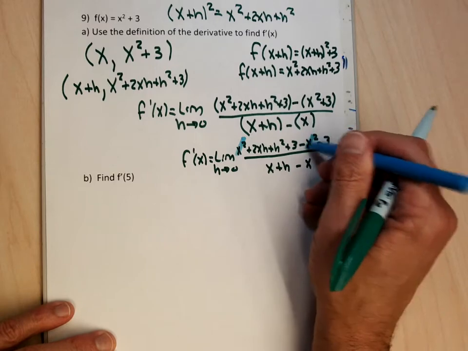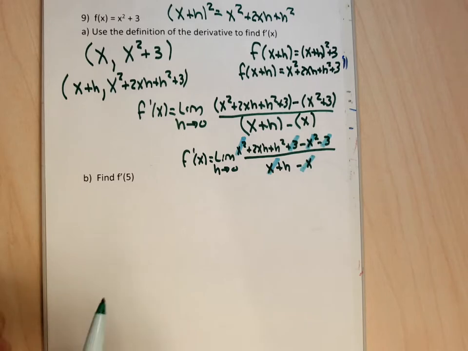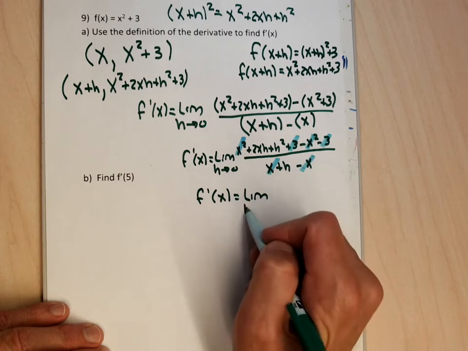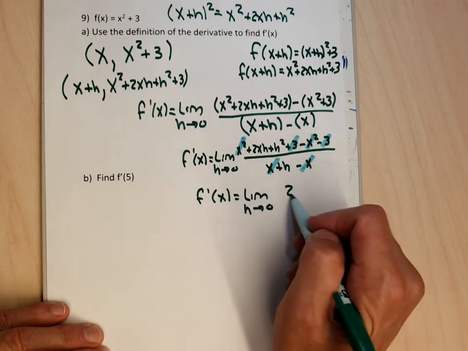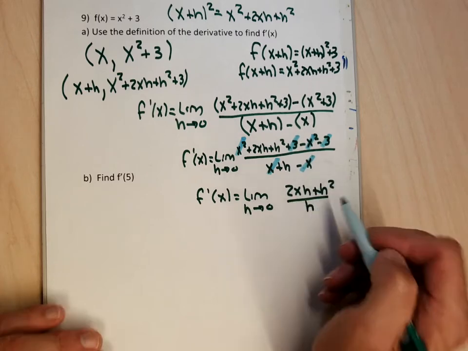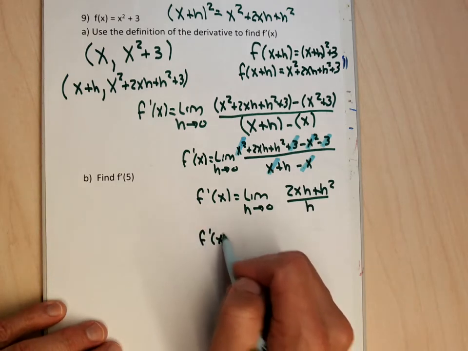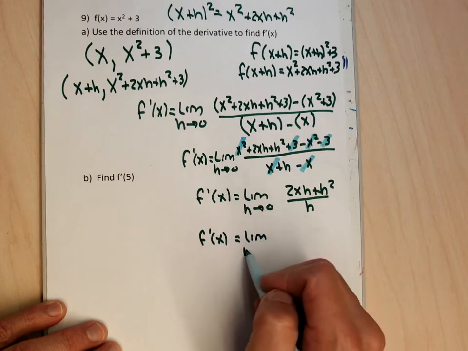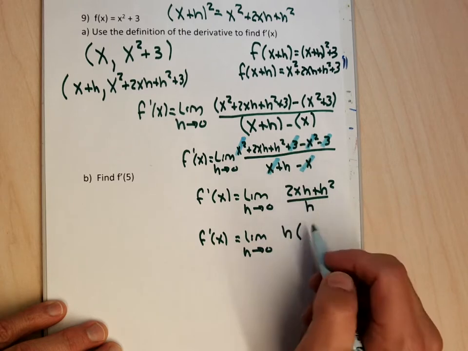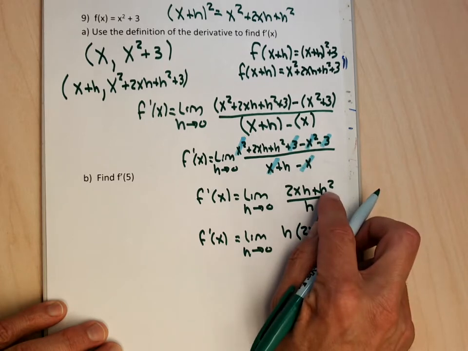The x squareds in the numerator cancel, the 3's in the numerator cancel, the x's in the denominator cancel. And this is going to give me f prime of x equals the limit as h goes to 0. What didn't cancel in the numerator is 2xh plus h squared, and what didn't cancel in the denominator is an h. I'm now going to factor out an h from the numerator because there's a common factor of an h. And when I factor out that h from the numerator, from that piece I'm left with a 2x because I took its h away. This plus sign stays. Where I had h squared, I took out one of the h's.